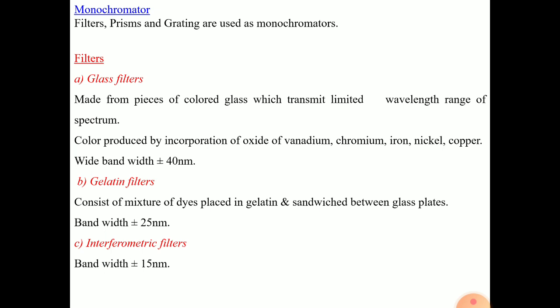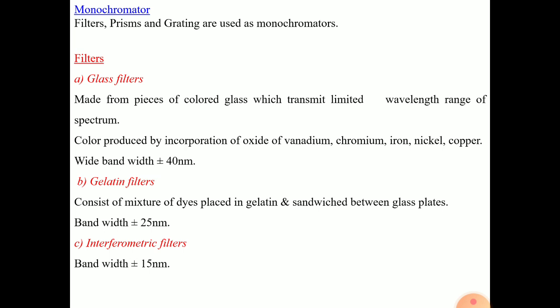Suppose 200 to 400 nanometers is there, and I want only 300 nanometers. At that time it will produce a band of 250 to 350, meaning it will be filtering out some wavelengths. So that's why we call them filters. We have different filters. The first filter is the glass filter.